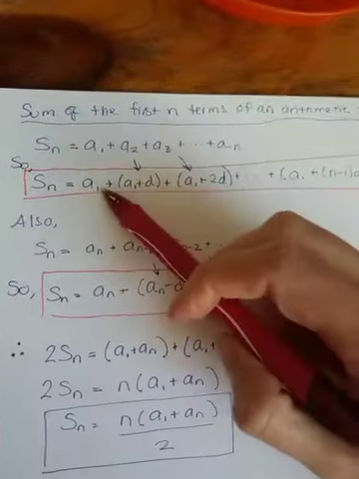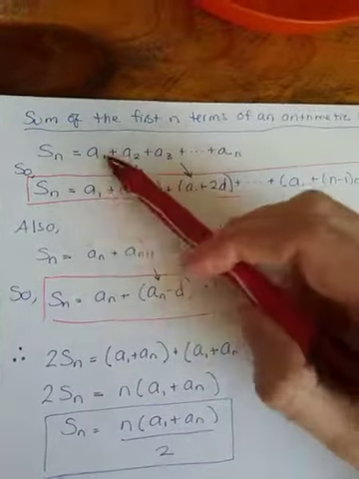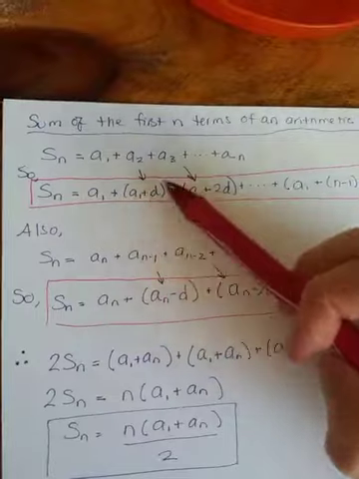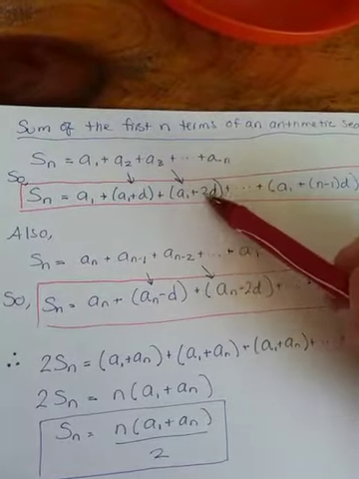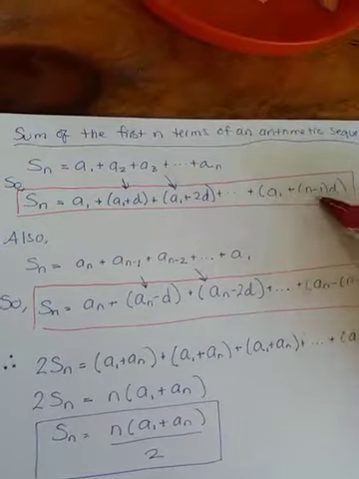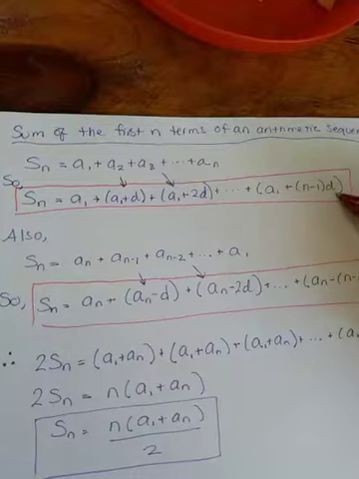Another way to think about this is taking this equation and writing it in terms of a sub 1. So a sub 2 is the same as a sub 1 plus d. A sub 3 is the same as a sub 1 plus 2d, dot dot dot, a sub n. The equation that we already established is a sub 1 plus quantity n minus 1 times that d.